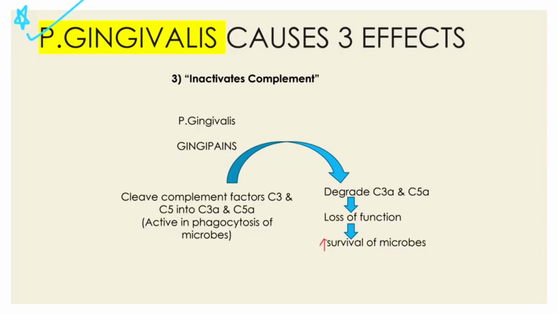The third effect of P. gingivalis in keystone pathogen hypothesis is it inactivates the complement system. The complement factors C3 and C5, in the presence of microbes, cleave themselves into C3a and C5a and get activated and participate in phagocytosis of that particular microbe. P. gingivalis releases certain chemicals like gingipains, which degrade the activated forms of C3 and C5, which are responsible for phagocytosis. So this leads to loss of their function and increase in survival of microbes. By doing all these three, P. gingivalis alters the oral environment leading to disease.